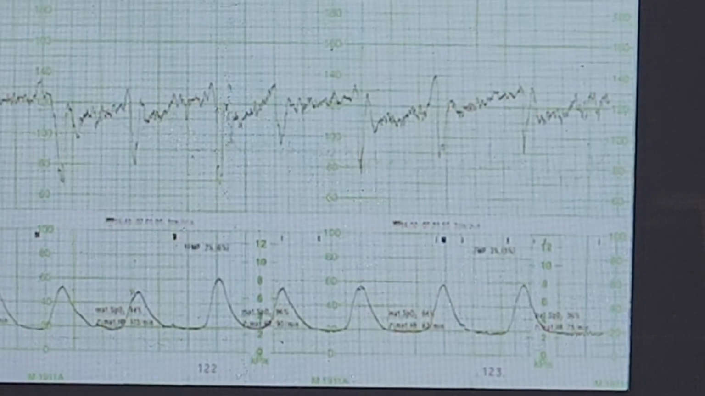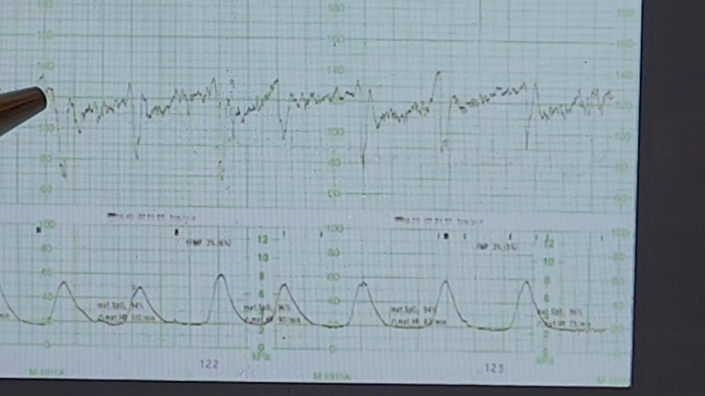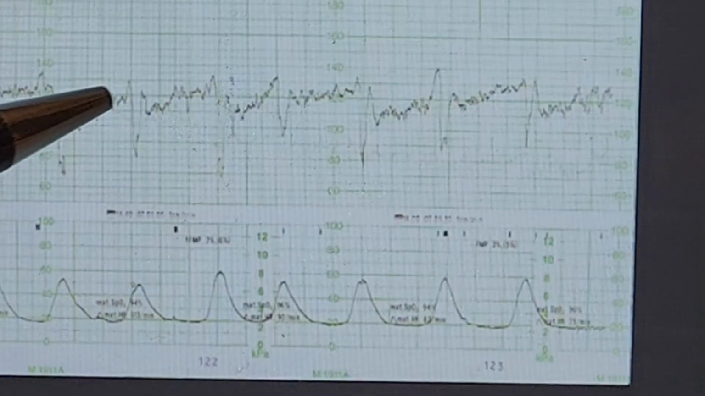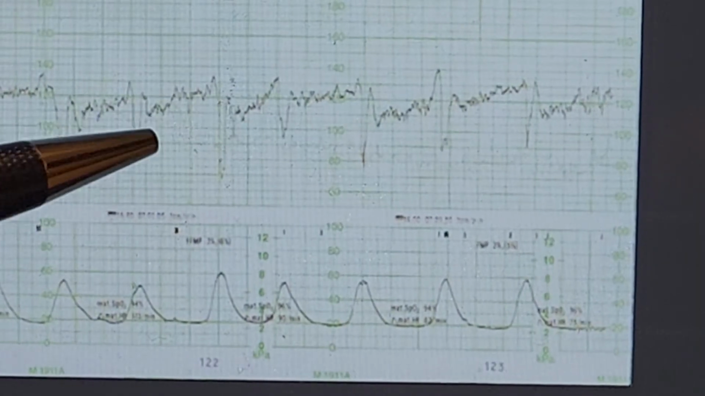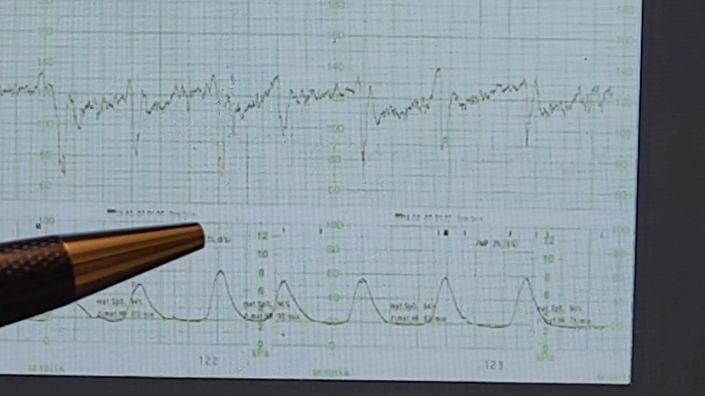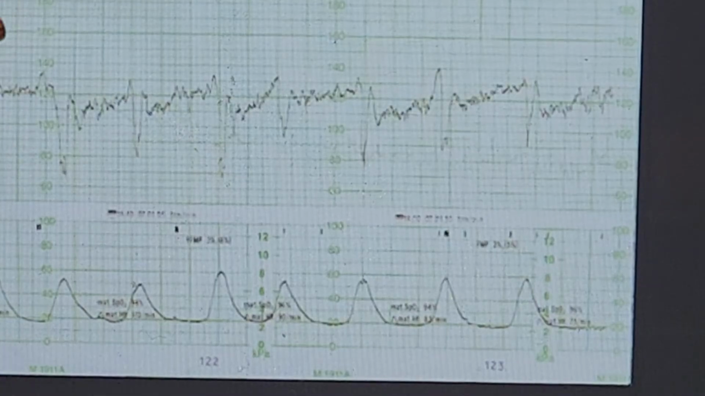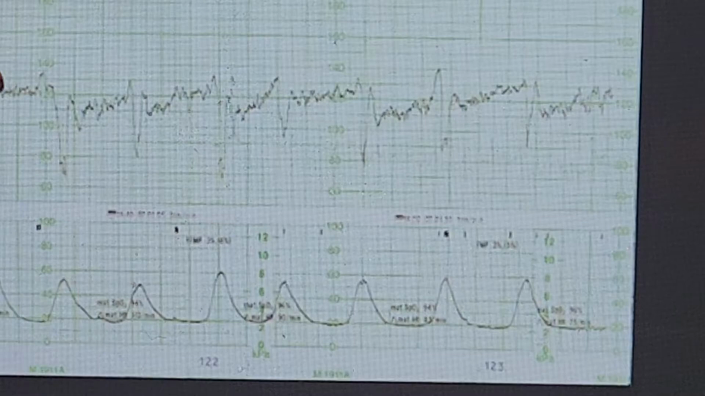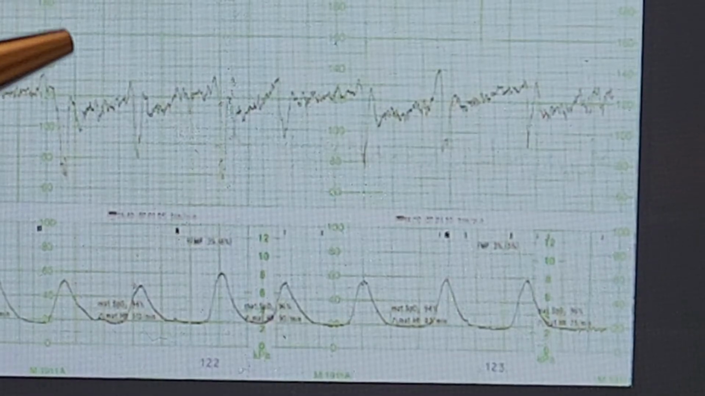The second type of deceleration is called variable deceleration, and you can remember it by variable V. It's a V shape. It's not like the one before, that was like a U shape, but this looks like a V, and usually it is associated with the contractions or sometimes irrelevant to the contractions, and it reflects cord compression. You see it in a patient sometimes with oligohydramnios. In healthy babies with oligo or after rupture of membranes, you can see it.